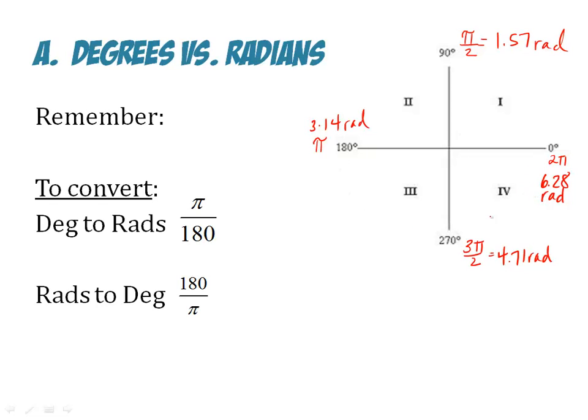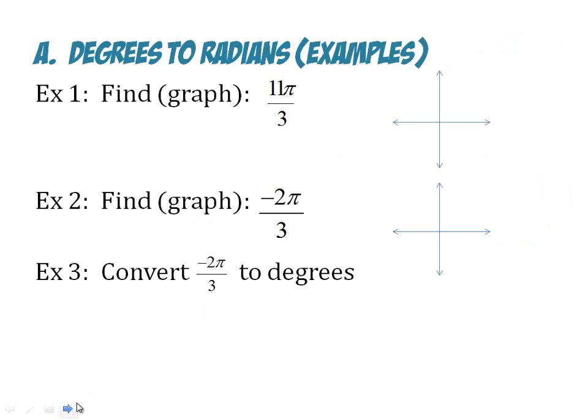You recall those values. Okay, so you're going to have to convert degrees to radians. So you're going to simply multiply the degree, whatever degree, times pi over 180, and reduce it, and that is what it will be in radians. If you're going from radians to degrees, you multiply by the reverse, 180 over pi. And you'll see how this works in some examples.